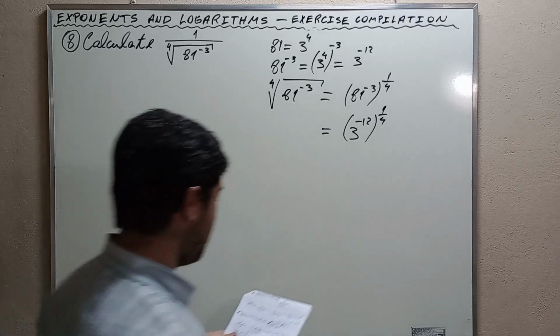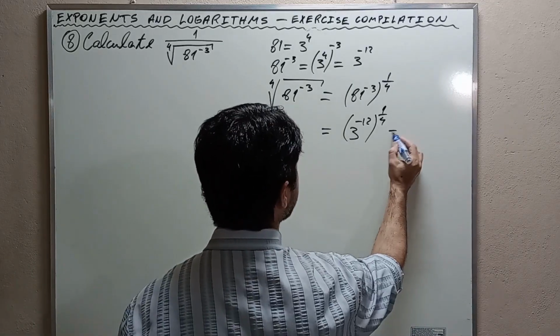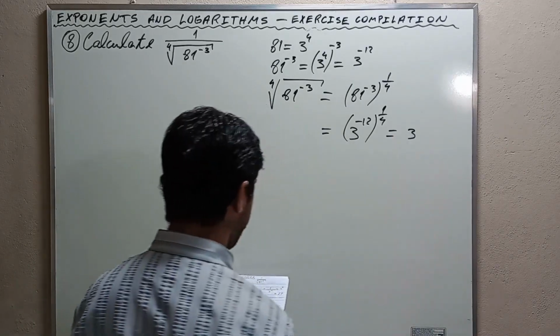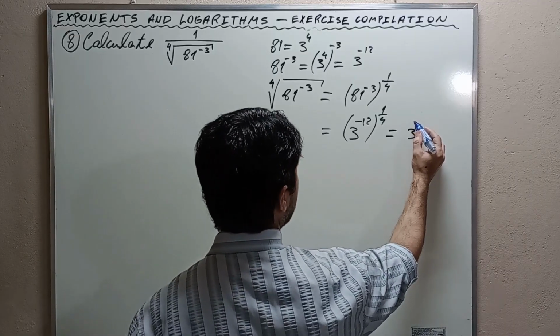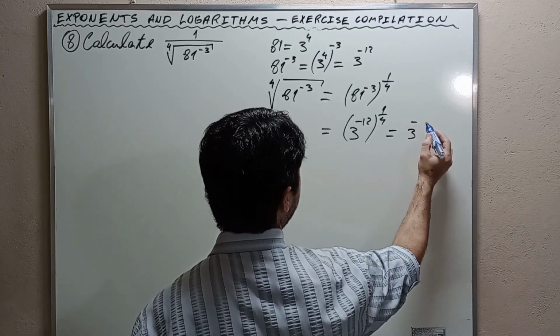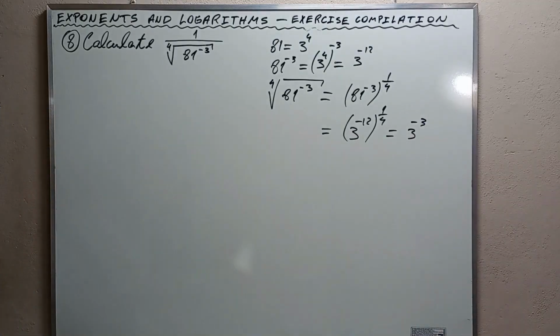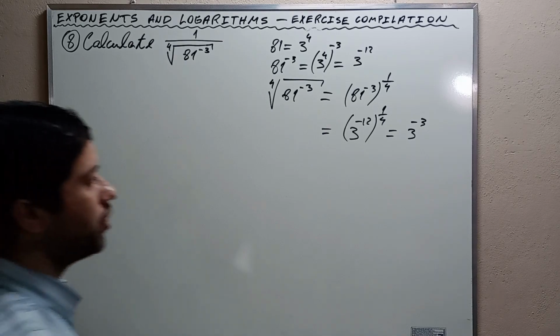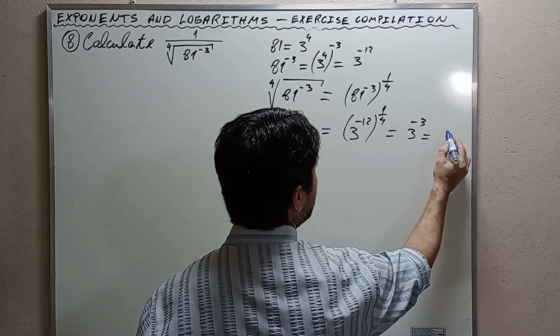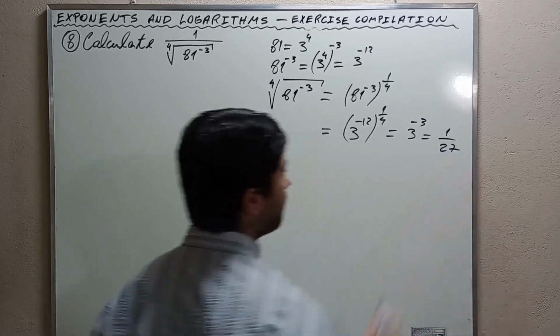And this is equal to 3 raised to the power of negative 3. Negative 3. And 3 raised to the power of negative 3 is equal to 1 over 27.